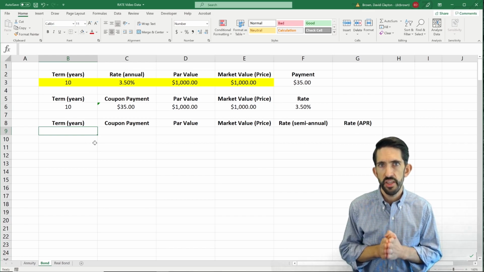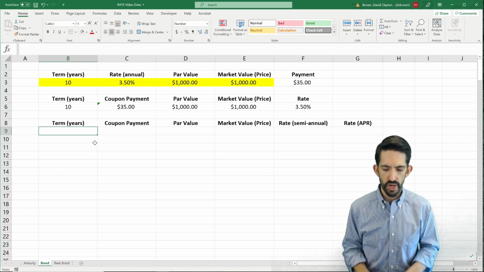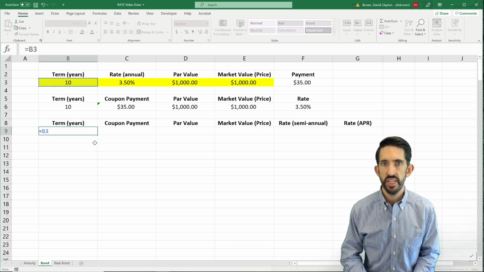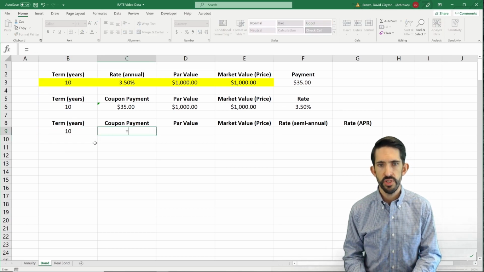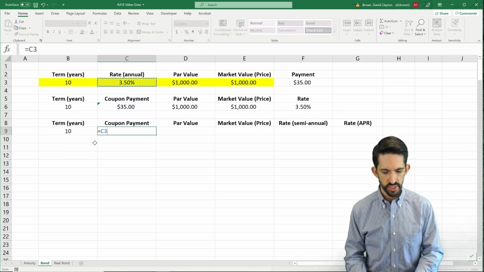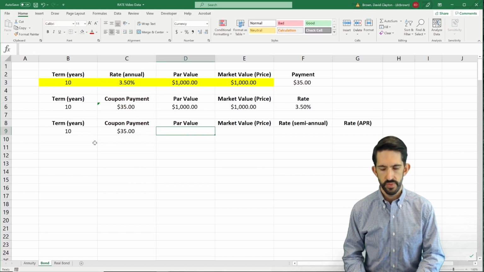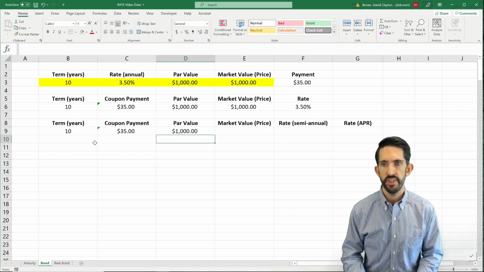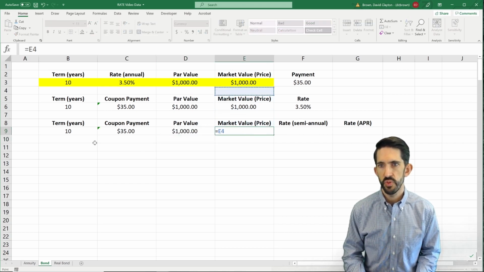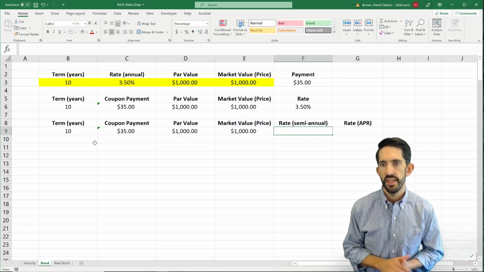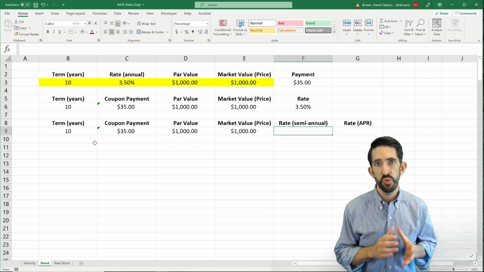All right, so just like in the previous example, we can reuse our parameters. So here I'm just going to link back to our main parameter inputs. Our coupon payment we can just take as our rate times our par value. Par value we can link back up to the top. Market price will link up as well. And now we're going to calculate a semi-annual rate.